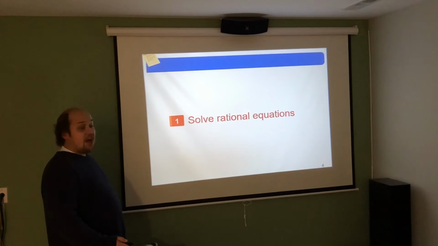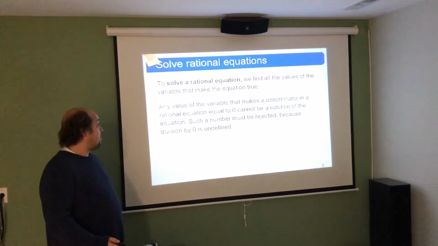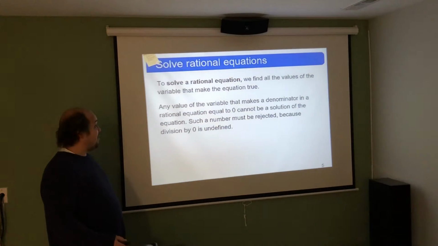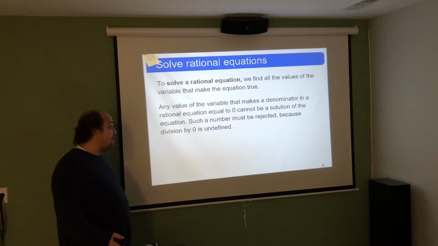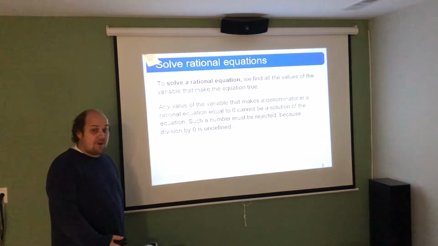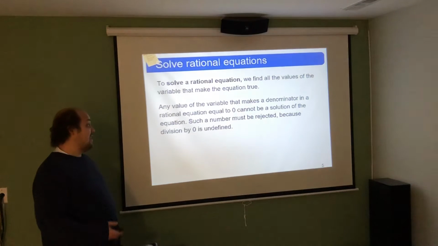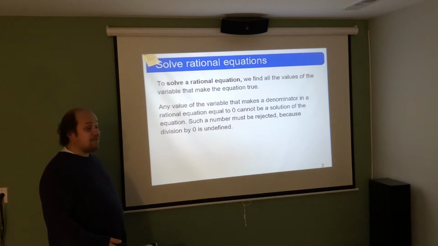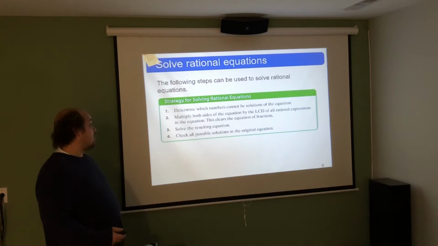In order to solve equations like these, we're going to find all the values of the variable that make the equation true. If a variable makes the denominator 0, we can't include it. Such a number would be rejected because division by 0 is undefined. So we're going to determine which numbers cannot be solutions of the equation. Multiply both sides by the LCD.